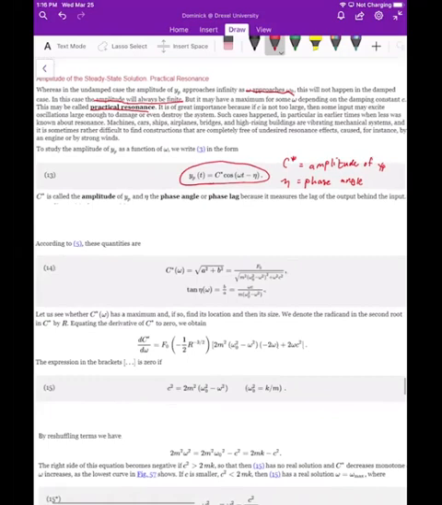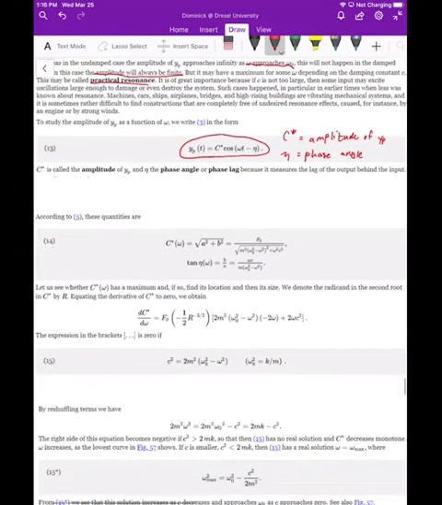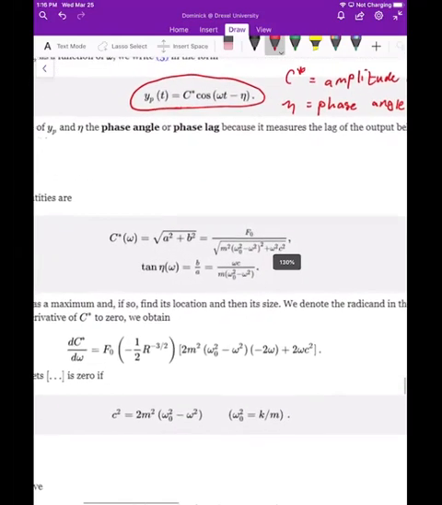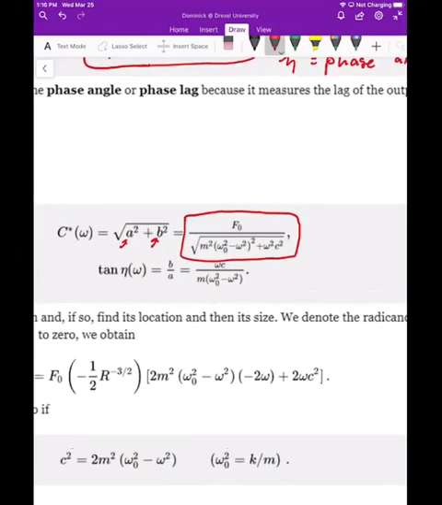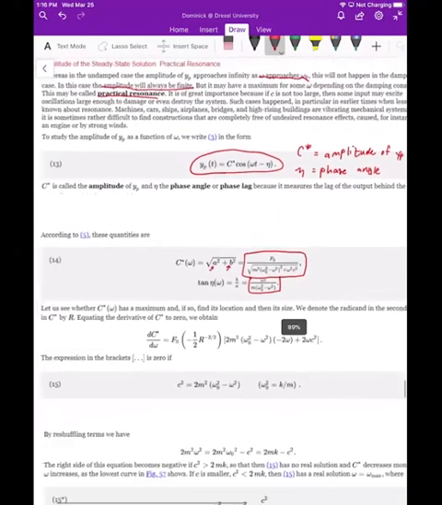Okay, so it can be shown, and for time's sake and sanity's sake, I'm not going to go through the derivation because we saw that A and B are quite long, but we can show that C star depends on omega and is given by this quantity here, and that the tangent of eta is also dependent on omega and is given here. Okay, so that's going to be important moving forward.